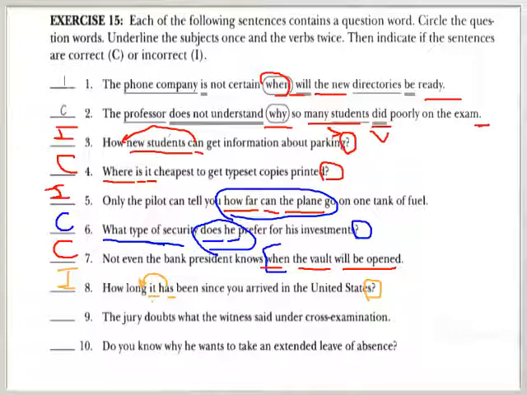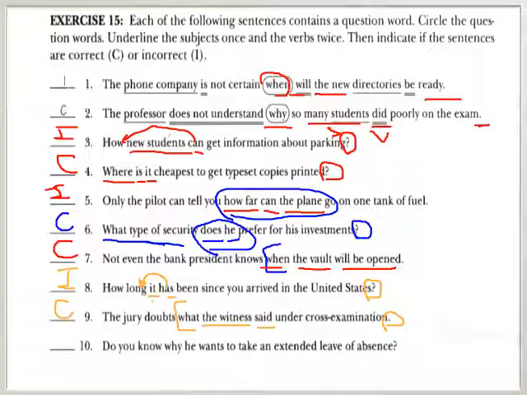Fine. Number 9. The jury doubts what the witness said under cross-examination. Fine. So here the question word, what? Here this is a sentence, it's not a question. Okay, so there should not be inversion. Okay, we should not have inversion here. So let's have a look. What? Now the witness is the subject, said is the verb, so it is not inverted, so the sentence is correct. There is no need for inversion.